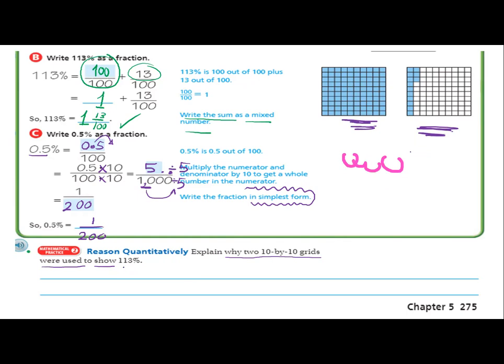That's right. You must say it like this. Your expression was not bad, but you should say because 113 is greater than 100, more than 100. Yes, that's right. Because of this, we need two 10 by 10 grids. So guys, all of you write this short answer: because 113 is greater than 100. This is a short explanation.